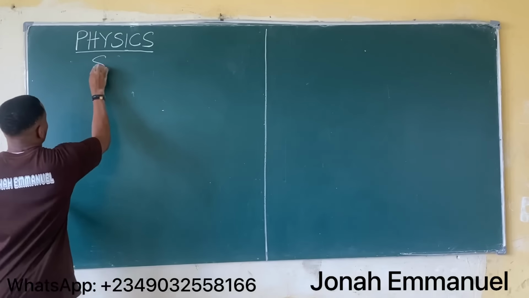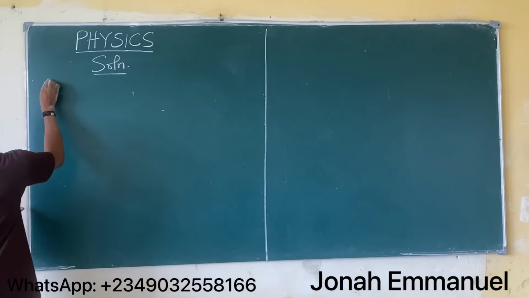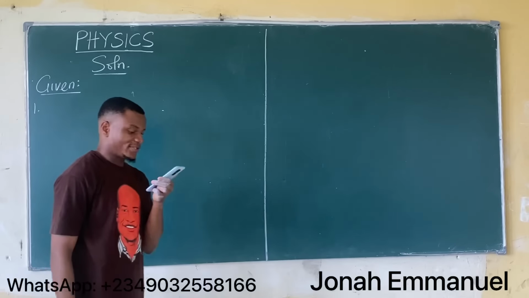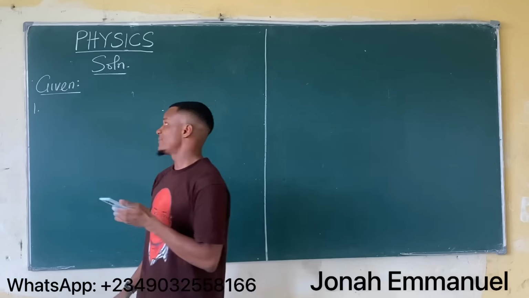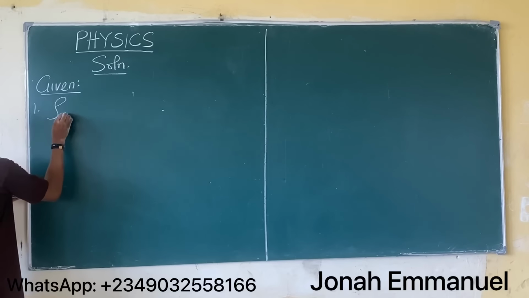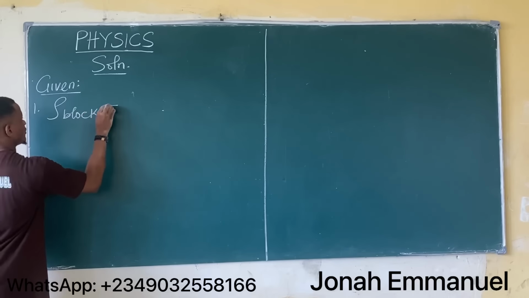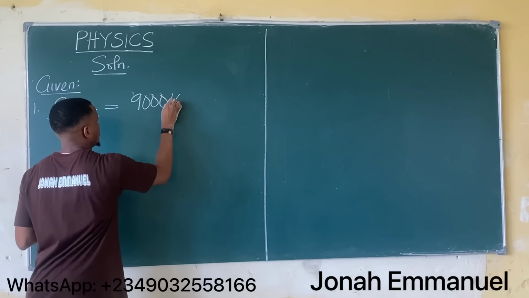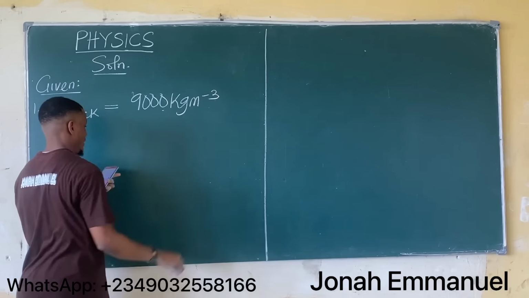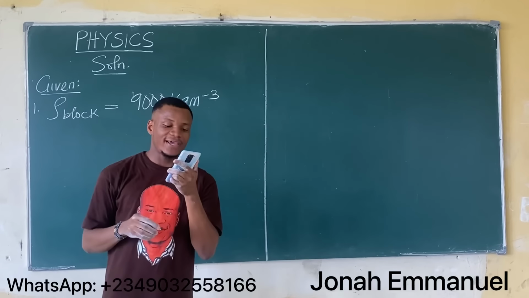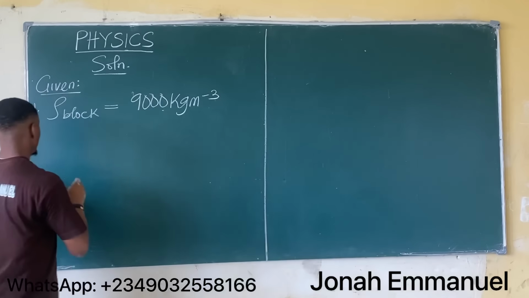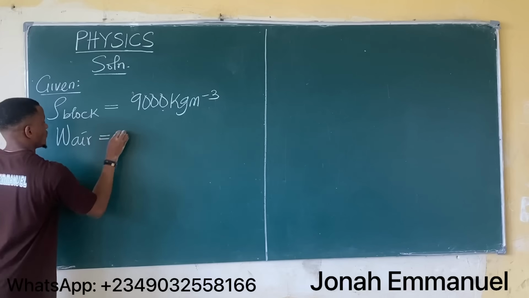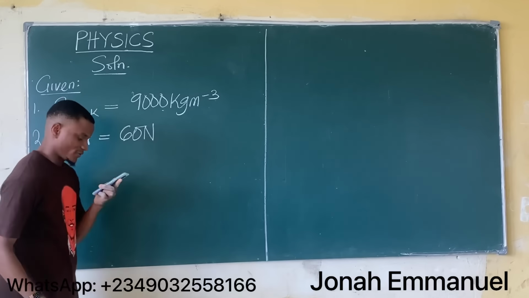So solution. Our task, as usual, would be, first of all, to list out the given parameters. So what are we given there? Now it says a metal block of density. So the first thing I'm given there is the density of the block. I'm calling this rho block, about 9,000 in kilogram per meter cube. That's the first thing there. Next it says weighs 60 Newton in air. Number 2, weight of block in air. So let's say weight in air is equal to 60 Newton.